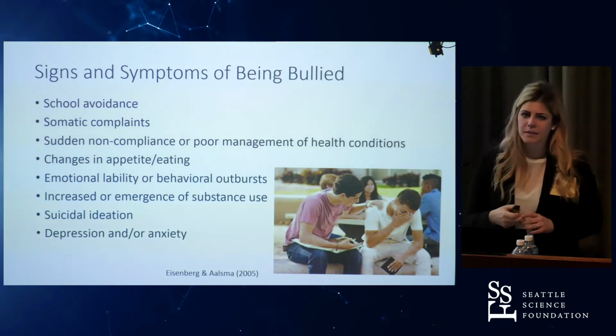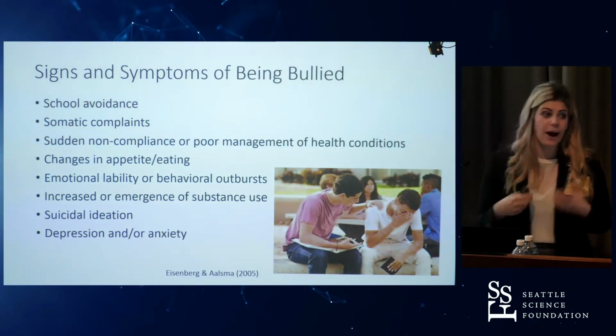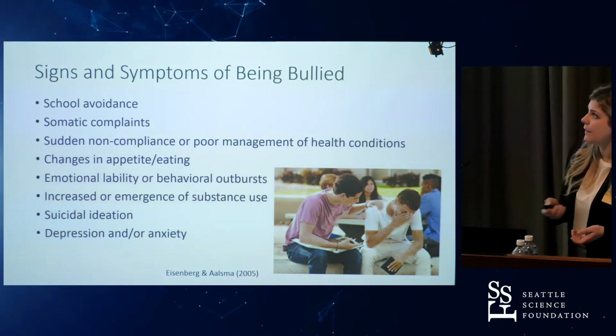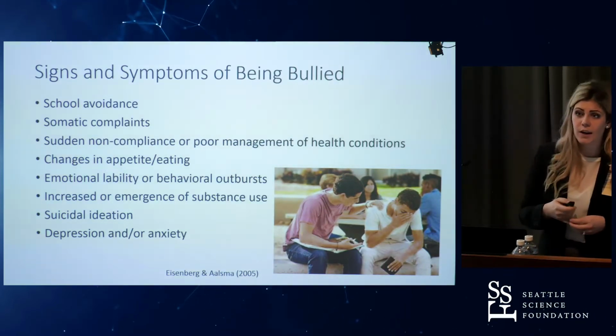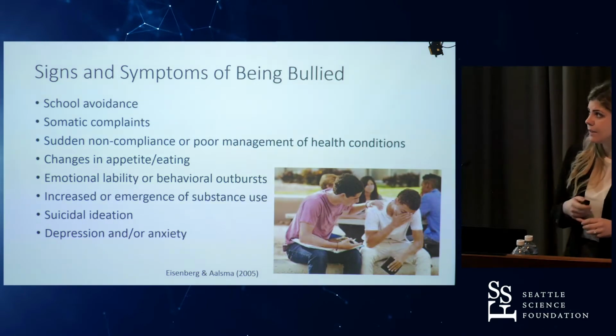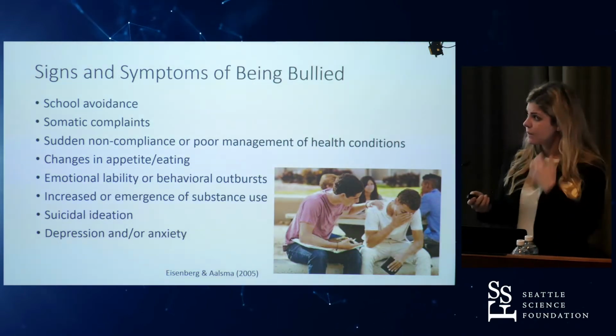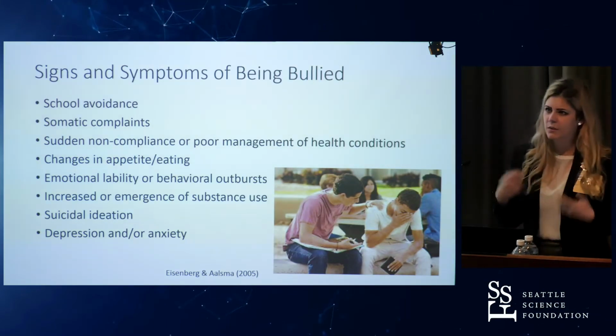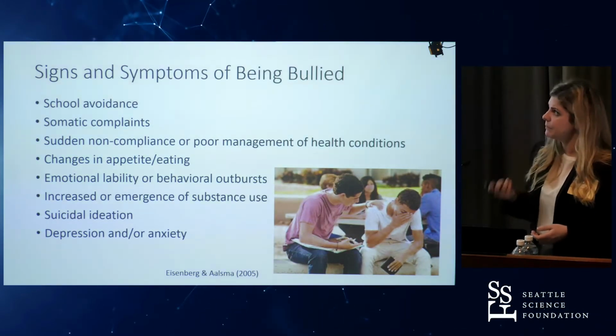So what are some signs and symptoms? This connects back to outcomes that you might see. Sudden noncompliance and poor management of health conditions, school avoidance, somatic complaints, increase of substance use or starting substance use, suicidal ideation, depression, and anxiety. Probably things you have awareness about that you might see.